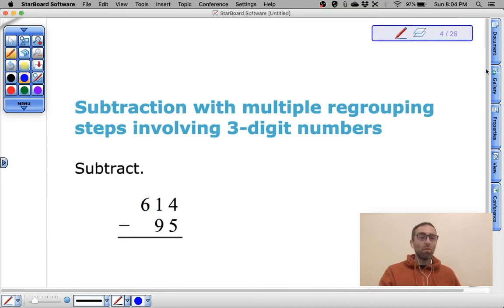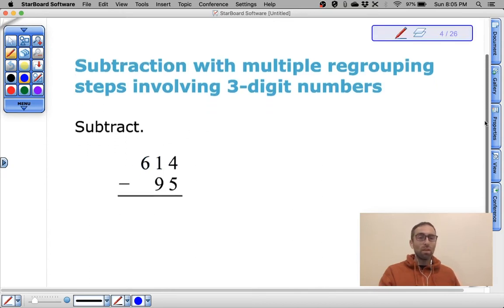All right, hopefully you've tried that by now. Let's go over the answer. I have 614 minus 95. I can't do 4 minus 5, so what I have to do is borrow from the 1. This 1 is now going to become a 0, so I'm going to have to borrow from that again later. And the 4 is going to become a 14. 14 minus 5, I have 9.